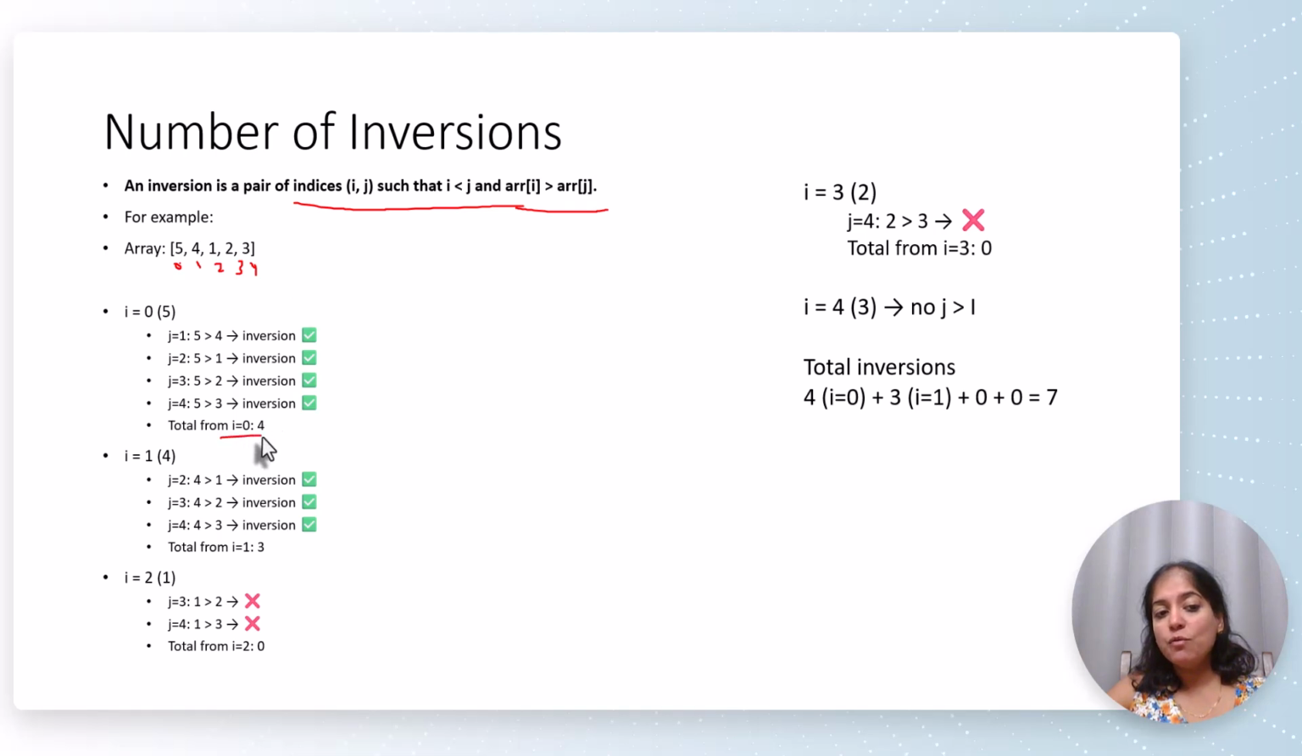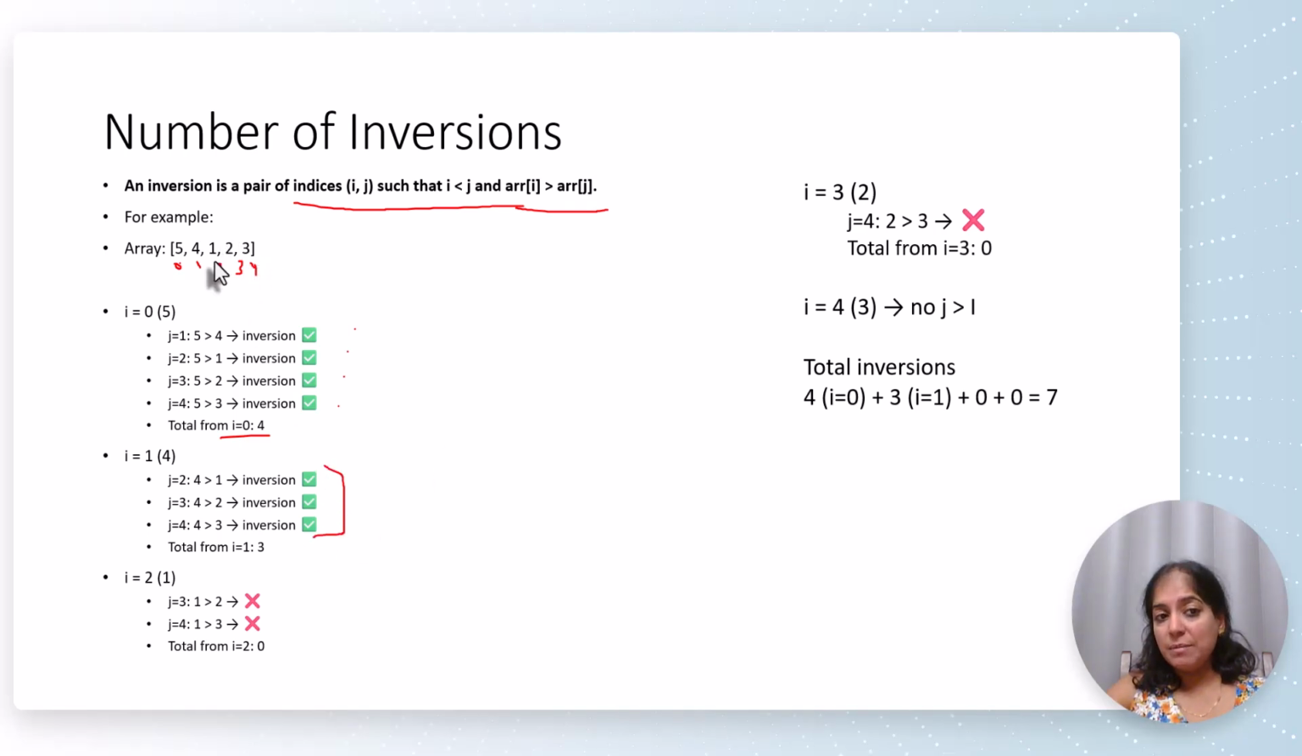So from 0 to 4 there are 4 inversions. Then if you see from index 1, that is element 4, so 4 1 is an inversion, 4 2 is an inversion, 4 3 is an inversion. So there are 3 inversions.